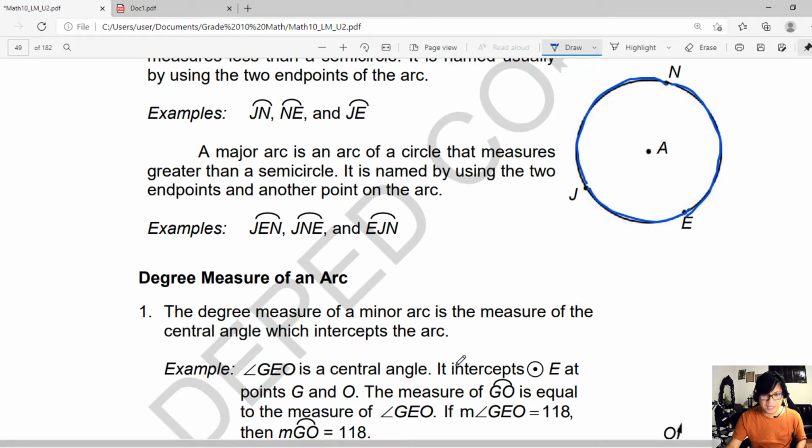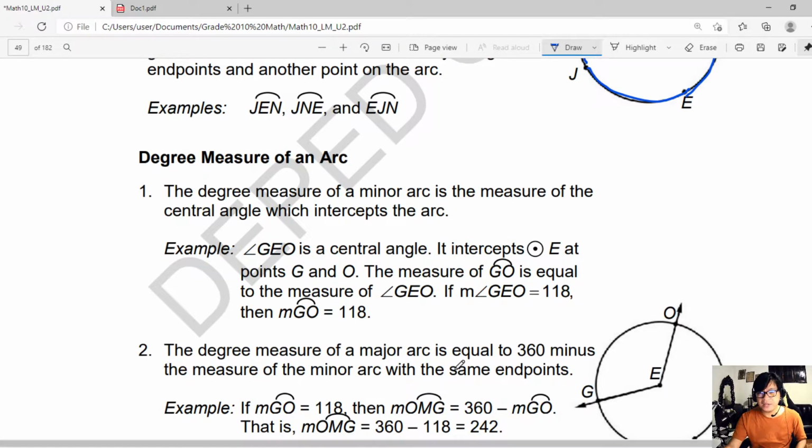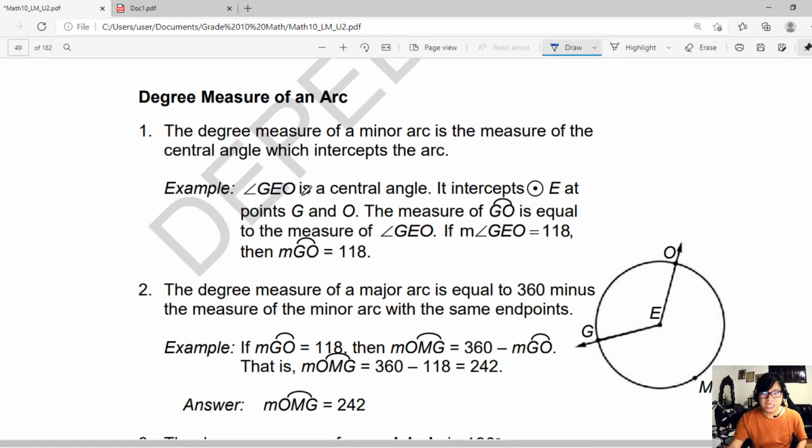Degree measure of an arc. The degree measure of a minor arc is the measure of the central angle which intercepts the arc. Example, angle GEO is a central angle. It intercepts circle E at point G and O. The measure of the arc GO is equal to the measure of the angle GEO. If the measure of angle GEO is equal to 118, then the measure of arc GO is equal to 118.